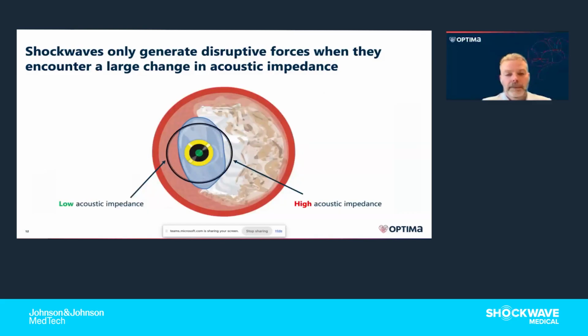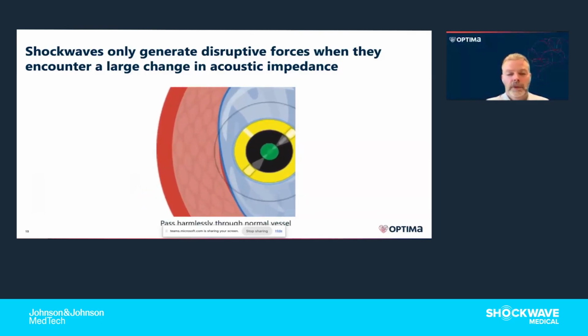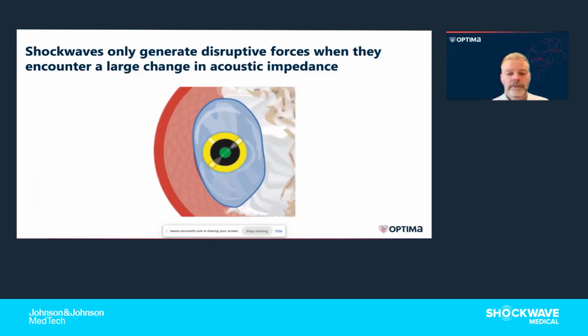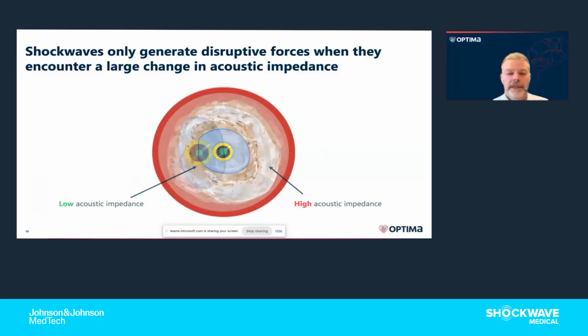And if we see that in clinical practice, here you see eccentric calcium on the left, normal vascular tissue, so in other words, low acoustic impedance. On the right, high acoustic impedance. And if we zone in there, we can see that the shockwaves will pass harmlessly through the normal vessel. But by contrast, if we look at the zones of high acoustic impedance, you'll see that there is a transfer of force and therefore a disruption of calcium.